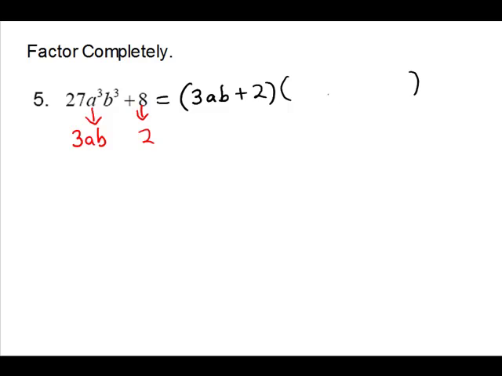For your signs, the first sign will be the opposite of this one. So if this was plus, this one will be minus. Last one is always plus. Now you want all the combinations of your roots. So the first root times itself, 3ab times 3ab is 9a squared b squared. Second term is the first one times the second one. So 3ab times 2 is 6ab. And the last term is the last one times itself. 2 times 2 is 4.